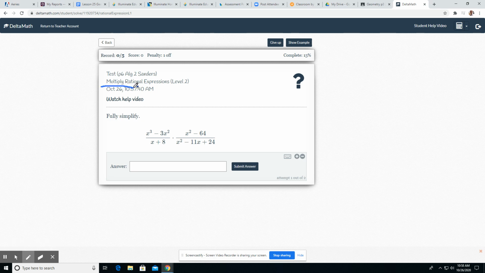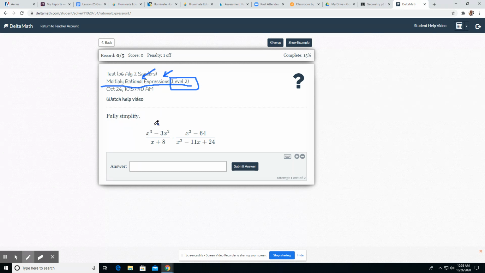We are multiplying rational expressions level 2. Rational is our fraction. Expression, meaning there's no equal sign here, and we're multiplying. So multiplying fractions, basically. This looks exactly like the last problem set. This is level 2. I'm not seeing anything more difficult here. Let's just go ahead and go through it and see what we can do here.